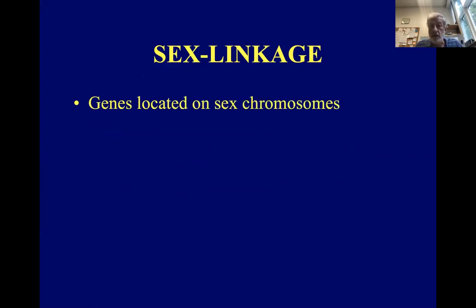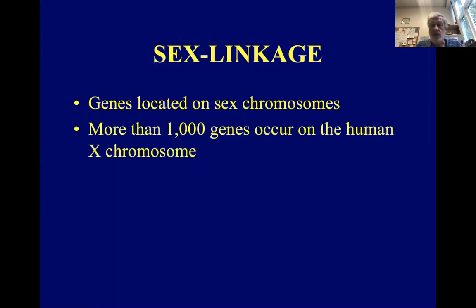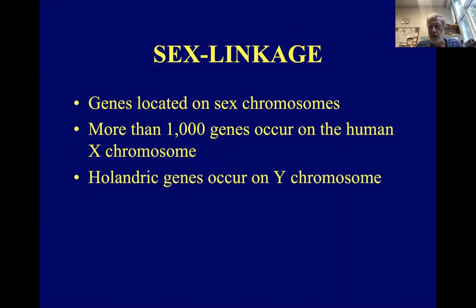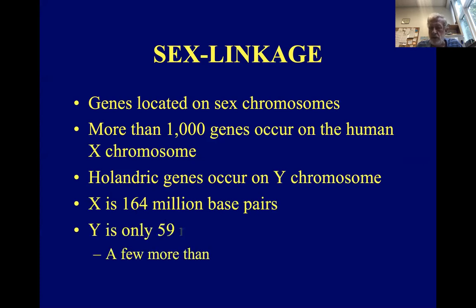Okay, moving on to sex linkage then. These are genes located on the sex chromosomes. There are more than 1,000 genes on the human X chromosome. Holandric genes are genes on the Y chromosome, and the Y is 59 million bases, where the X is 164 million bases, with only about 150 genes on it.